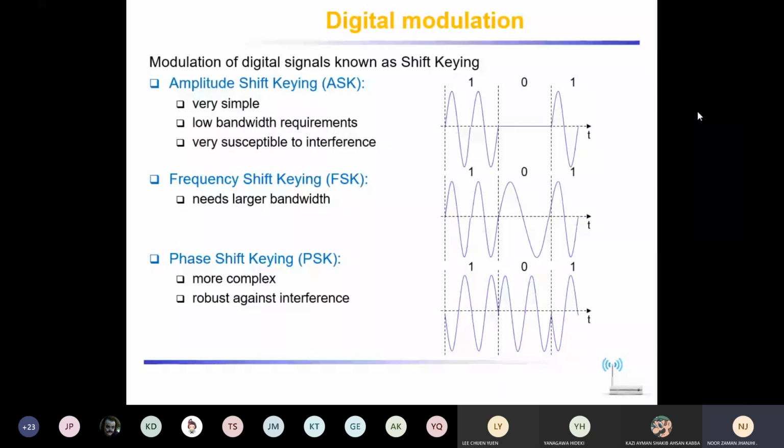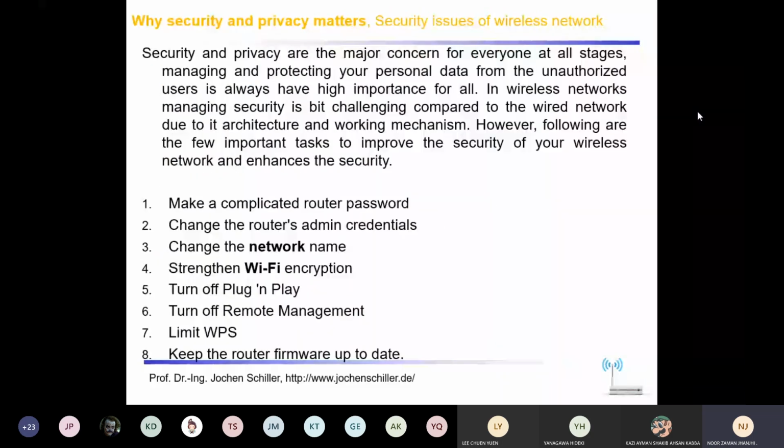A few of the previous slides are just for your reading. Now here is an important concept: why security and privacy matter, and the security issues of the wireless network.